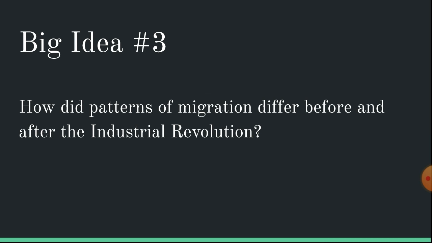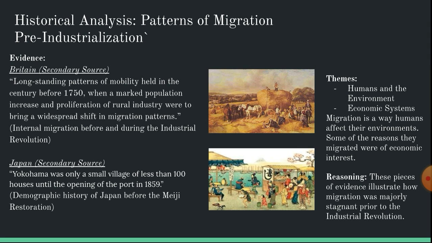Big idea number 3. How did patterns of migration differ before and after the Industrial Revolution? You may pause the video to think about this question and come up with answers. Patterns of migration before and after the Industrial Revolution differed greatly. Prior to the Industrial Revolution, migration patterns remained majorly stagnant.